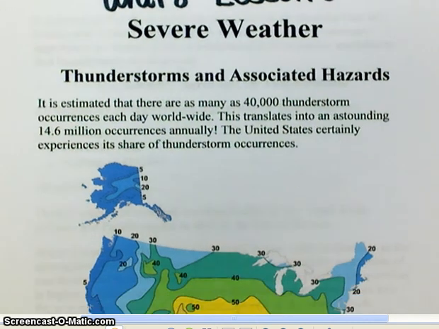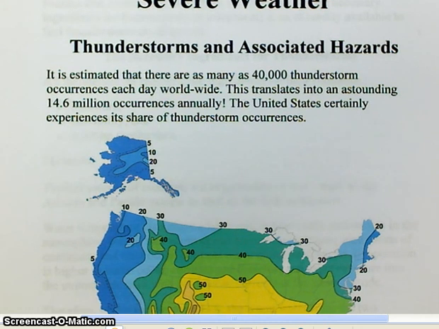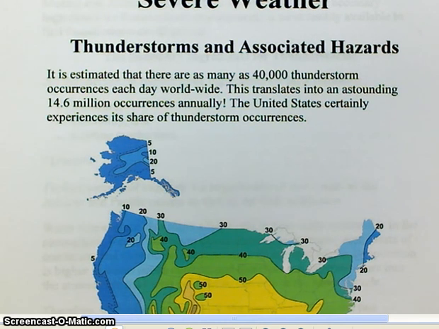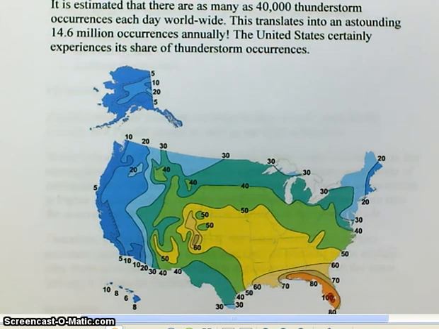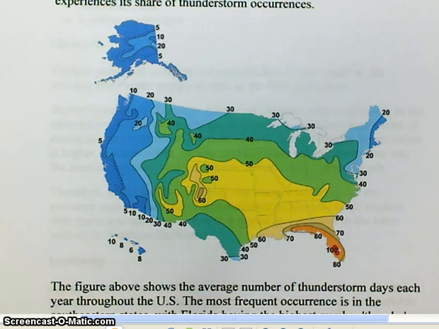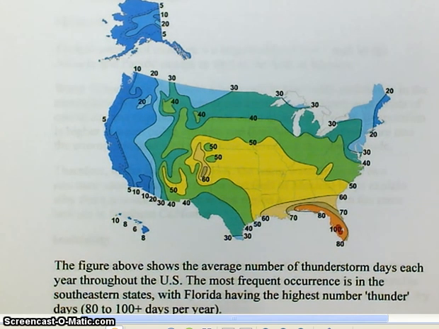All right. It is estimated that there are as many as 40,000 thunderstorm occurrences each day worldwide. This translates into an astounding 14.6 million occurrences annually. And the United States certainly experiences its share of thunderstorms. All right, so here is a map of the United States. Blue would be fewer thunderstorms. Orange, red are more thunderstorms.